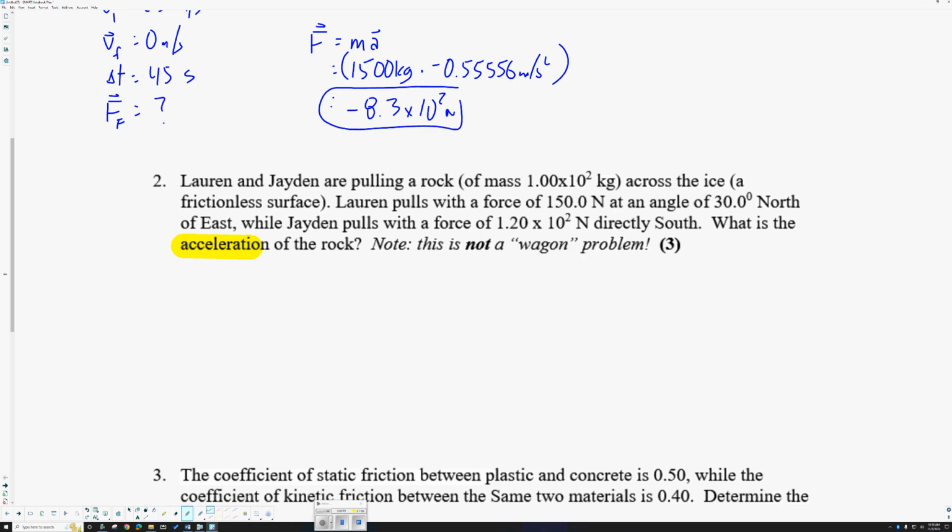So let's do that. Let's draw this out here. Warren is pulling with a force of 150 newtons at an angle of 30 degrees north of east. We're just going to call Warren's force F1. And then Jaden is pulling directly south, with a force of 120 newtons. We're going to call that F2. What do you see here? What stands out at you? Yeah, we've got a funny angle, and I don't like funny angles.